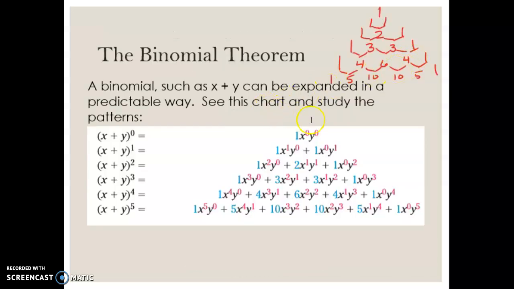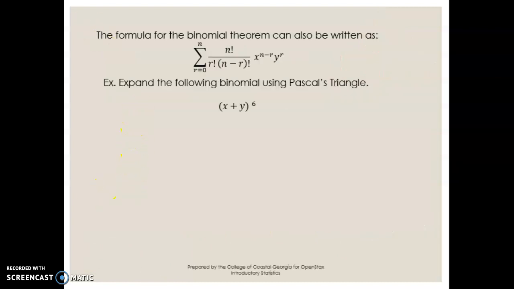Okay, so the 6th row down here, which we would be adding together, is 1, 6, 15, 20, 15, 6, and 1. These are the coefficients out front. Okay? So, I've got 1, 6, 15, 20, 15, 6, and 1.